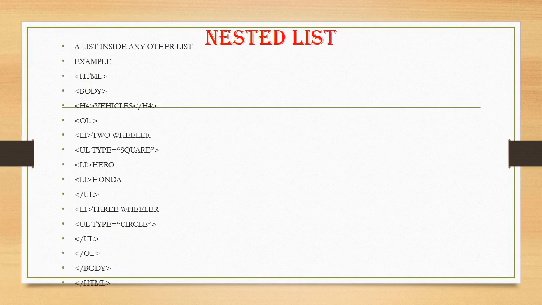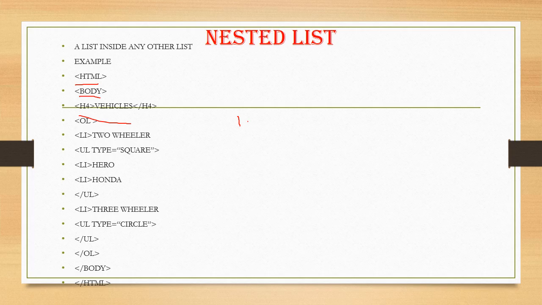List inside another list. For the example, I am giving HTML as usual, body. Now I am giving the heading as vehicles. First of all, I am going to use the OL tag. Inside the OL, I am going to use the UL. We already said that OL as well as UL has each item specified by the LI. So inside OL, what do I have? LI two-wheeler. If nothing is specified, it will be with the type 1, numerical 1.